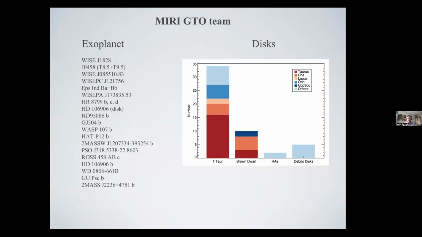In any case, just to show things that are coming during the next few months, many of these observations have already been taken, and I'm only going to talk about the MIRI GTO team. I'm a member of it. There is a collection of planets and brown dwarfs that we are analyzing, and a significant number of disks around different types of stars and brown dwarfs.